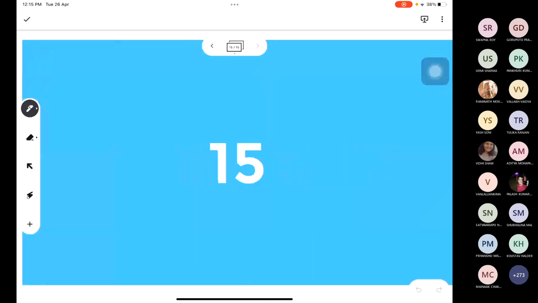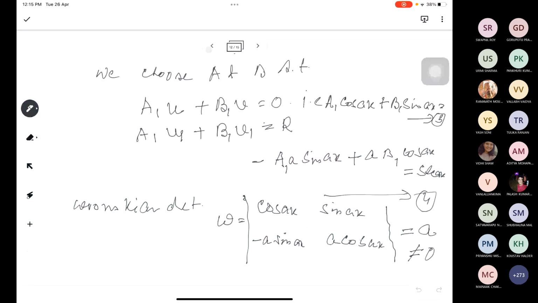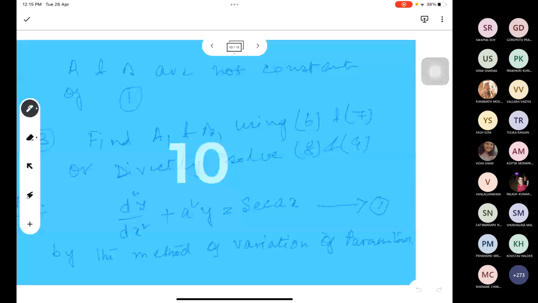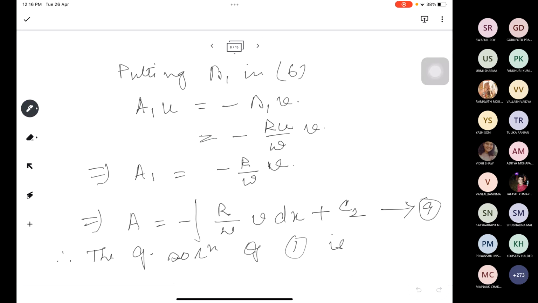Let us consider another example. So here I have solved the equations A1 U plus B1 V is equal to 0 and A1 U1 plus B1 V1 is equal to R. I told you in the previous class that you can either remember these two equations or you can directly write A is equal to the integration of minus r by w times v dx, and B is the integration of r by w times u dx.